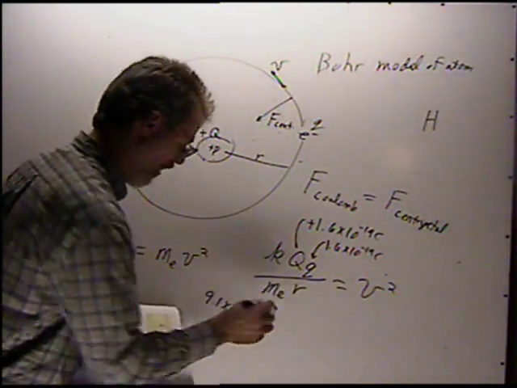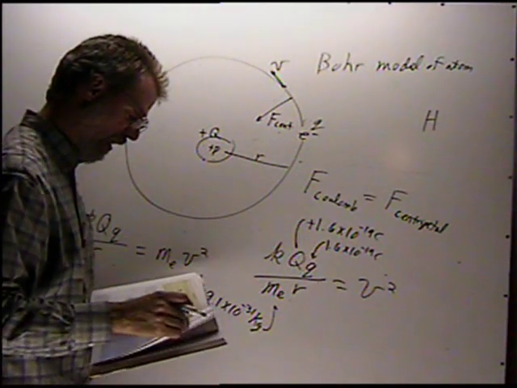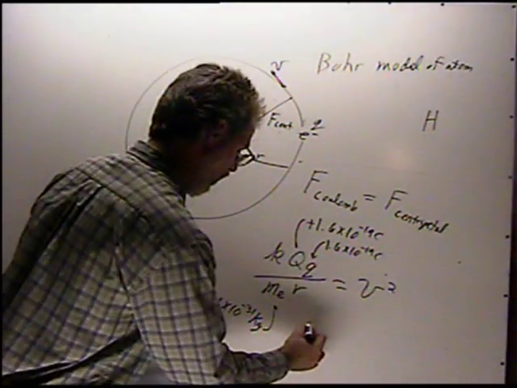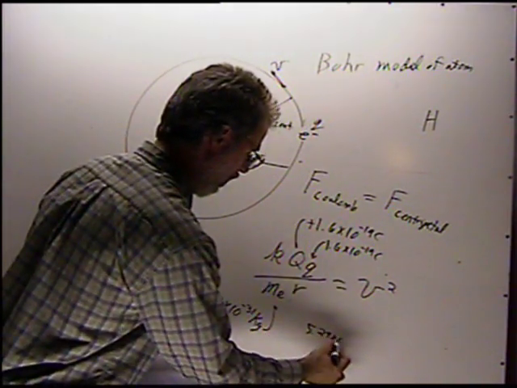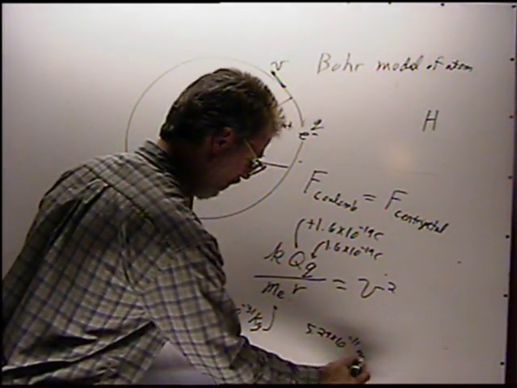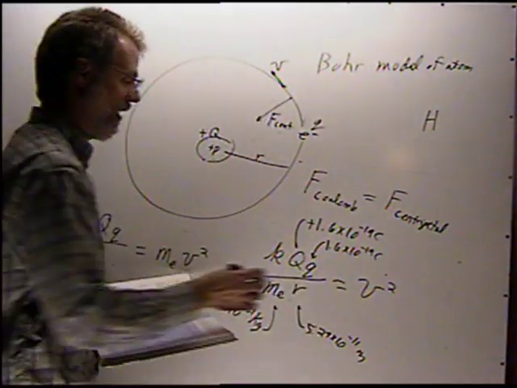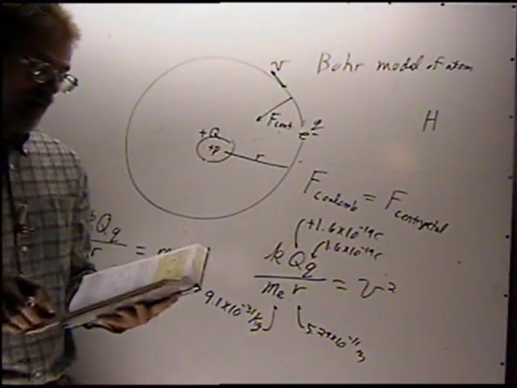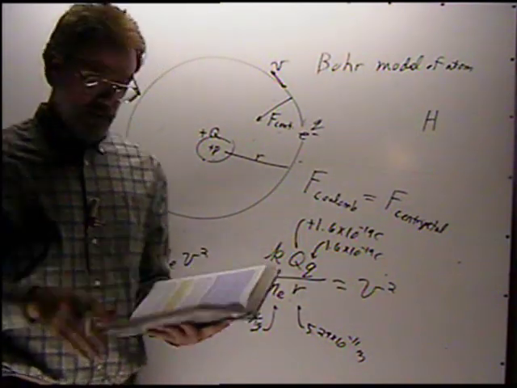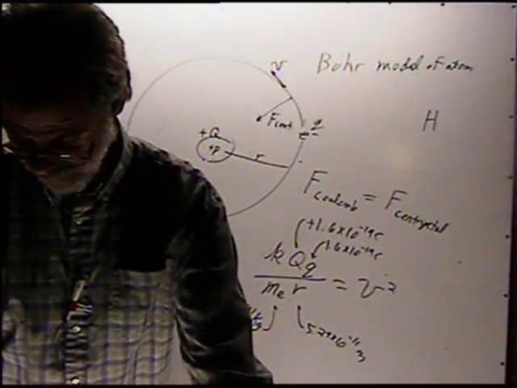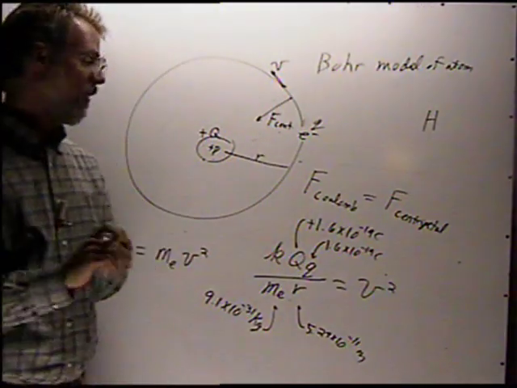That's real small. And they plug in the orbital radius, which is quite small, 5.29 times 10 to the minus 11 meters. And they come out with a velocity, and they do that on pages 447 and 448. We're not going to do it, but you can actually calculate the velocity of the electron.